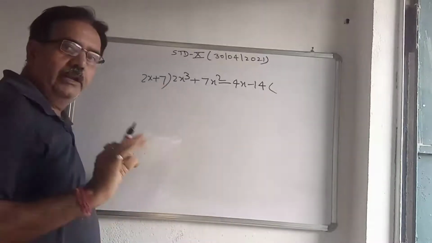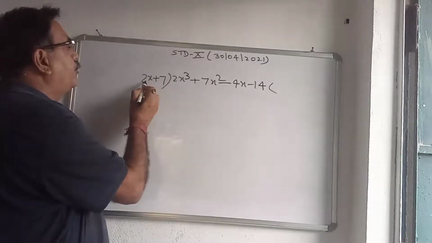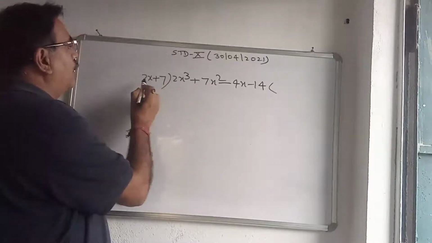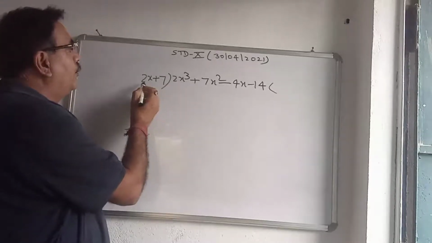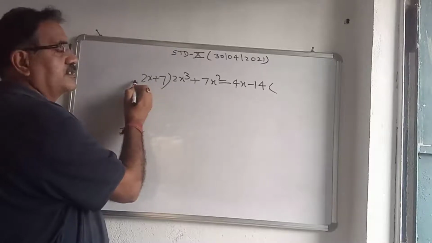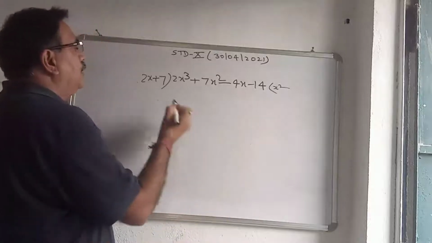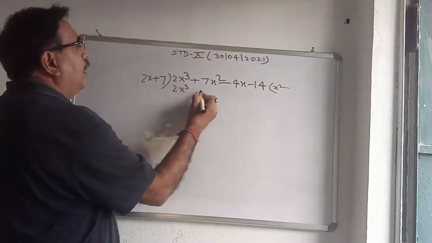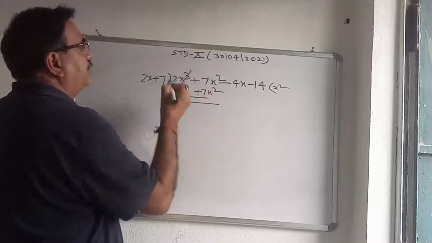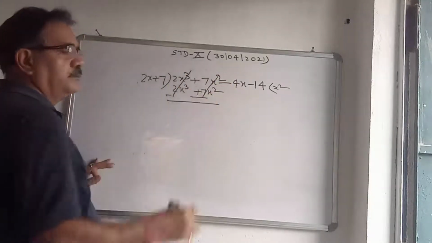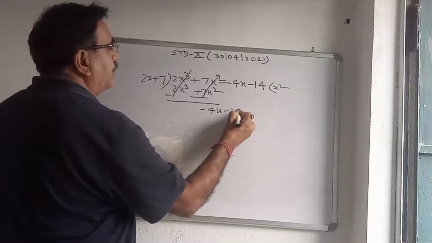First, we have to cancel the first term. What is extra? From that extra value you have to multiply. Comparing 2x and 2x cubed, x squared is extra. So we multiply by x squared and write it in the answer. It becomes 2x cubed and 7x squared. Now we subtract it. This cancels. Now write down the remaining terms, minus 4x minus 40.